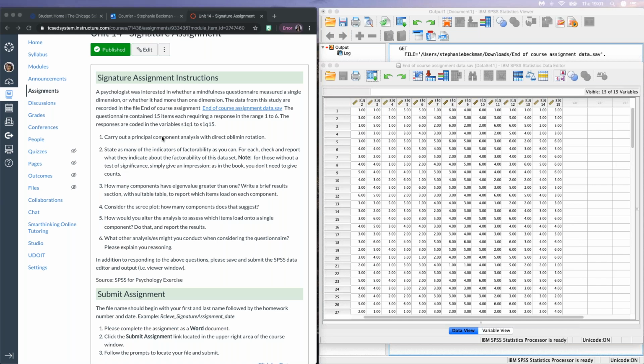So the first step says to carry out a principal component analysis with direct Oblimin rotation. So one thing to note is that a principal component analysis is a type of factor analysis. So when you're looking to find information about this in your books, you might find it under principal component analysis. You also might find it under factor analysis, as kind of an overarching theme.